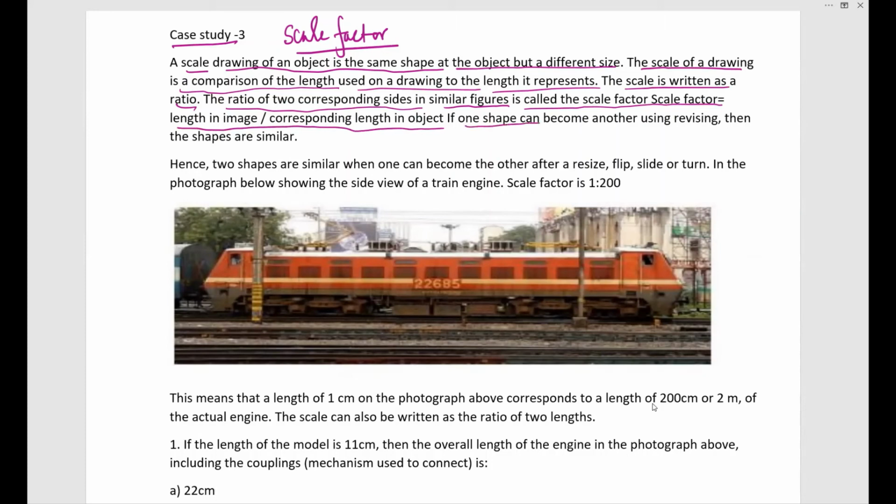If one shape can become another using resizing, then the shapes are similar. Hence, two shapes are similar when one can become the other after a resize, flip, slide, or turn. In the photograph below showing the side view of a train engine, the scale is 1:2.